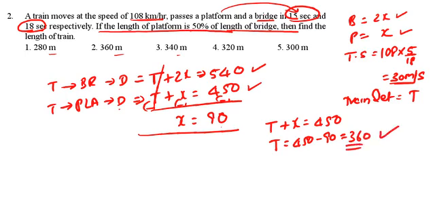So 360 is the length of the train. 360 meters is the length of the train. Option 2 is the correct answer.